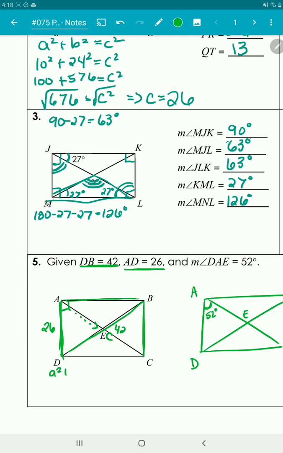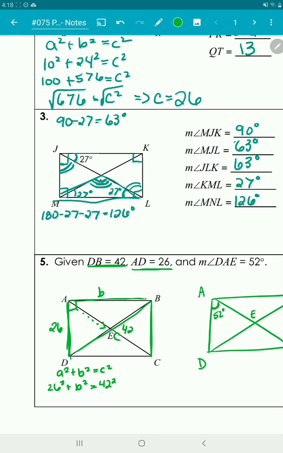So we have A squared plus B squared equals C squared. A is going to be this 26. We don't know what this one is, so we'll label it B. And C has to be this 42. Make sure you got your squares in there.